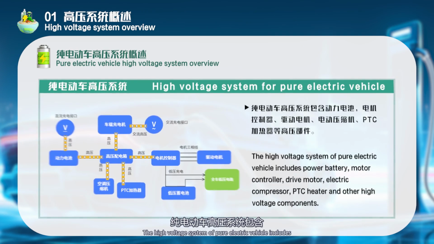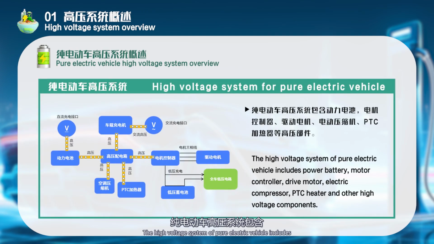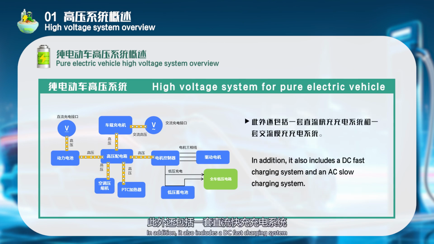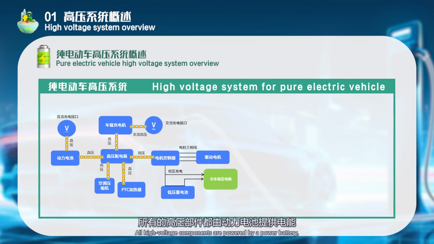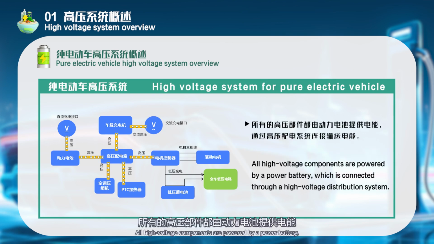The high-voltage system of a pure electric vehicle includes the power battery, motor controller, drive motor, electric compressor, PTC heater, and other high-voltage components. In addition, it also includes a DC fast charging system and an AC slow charging system. All high-voltage components are powered by the power battery, which is connected through a high-voltage distribution system.